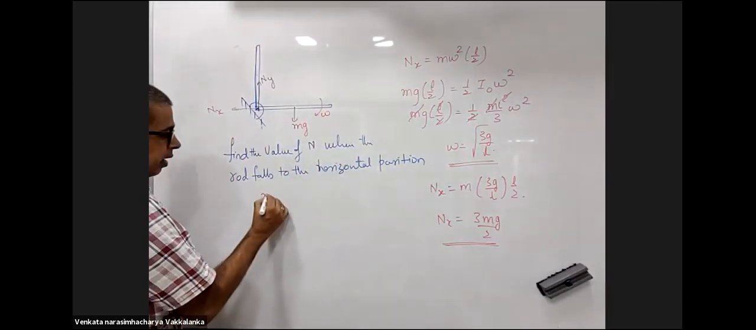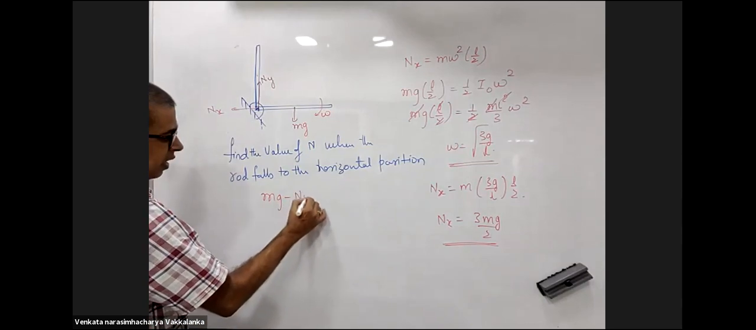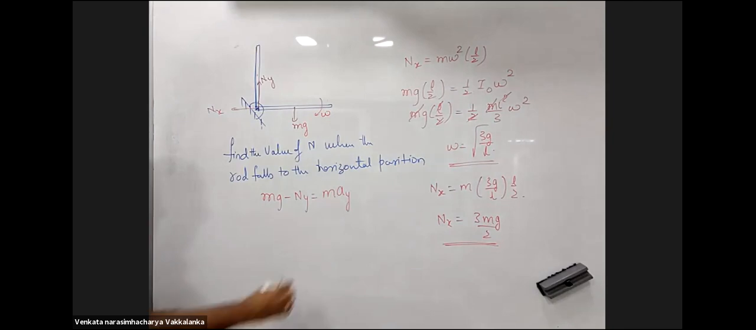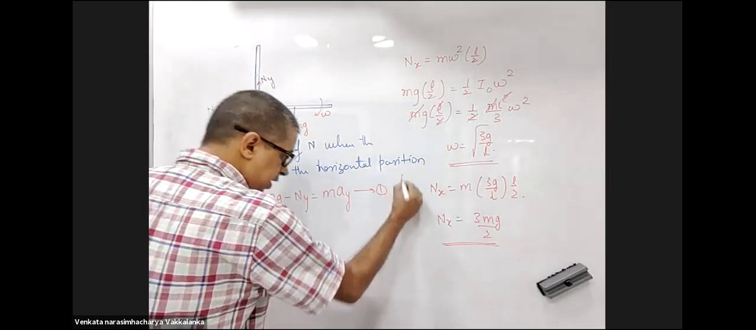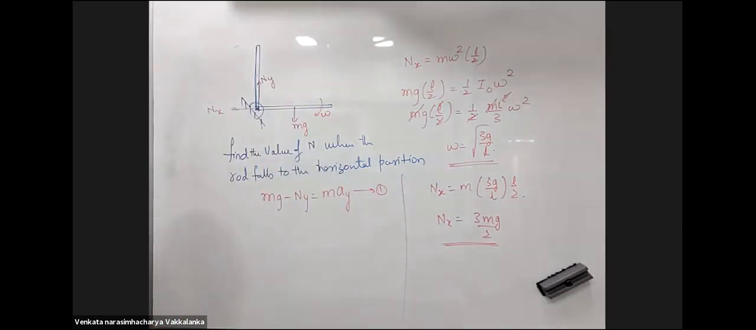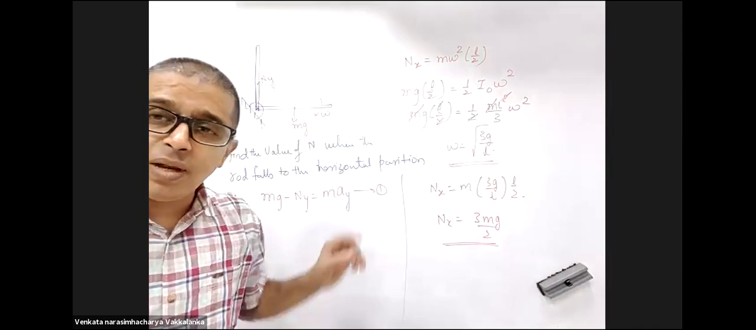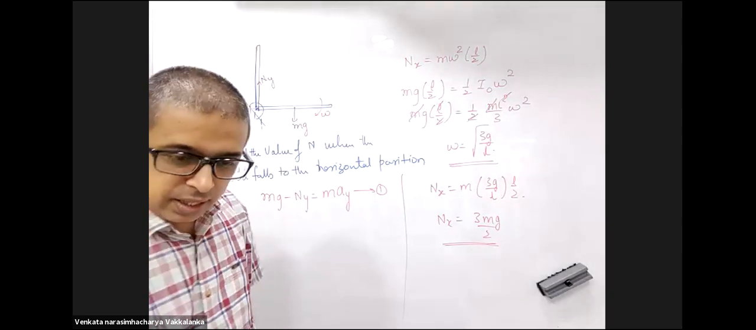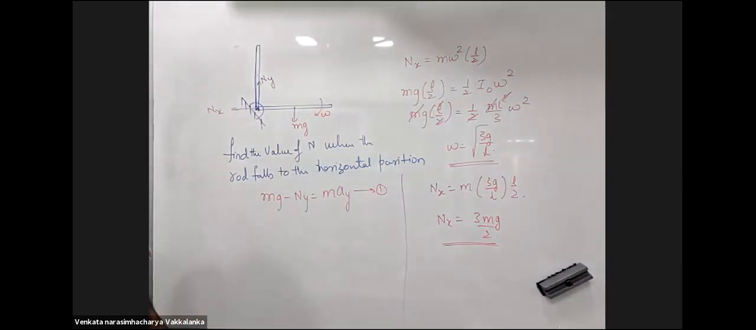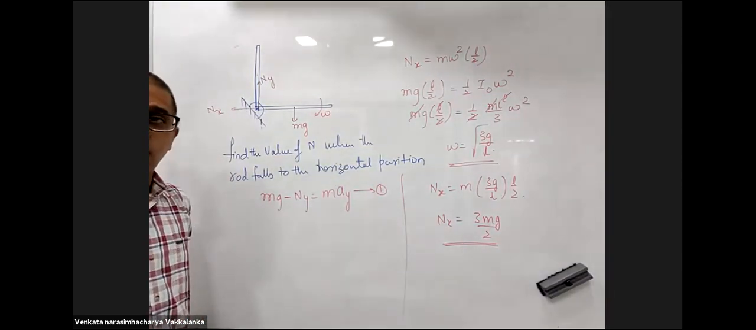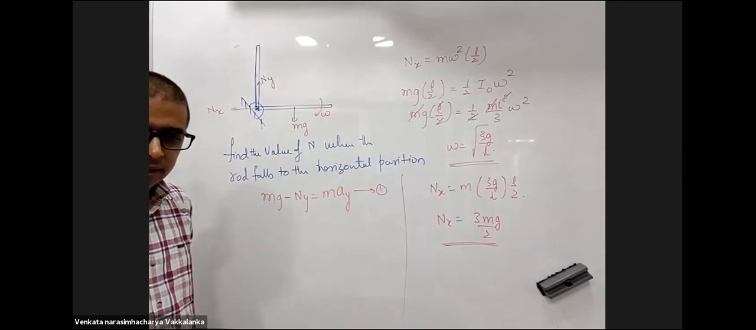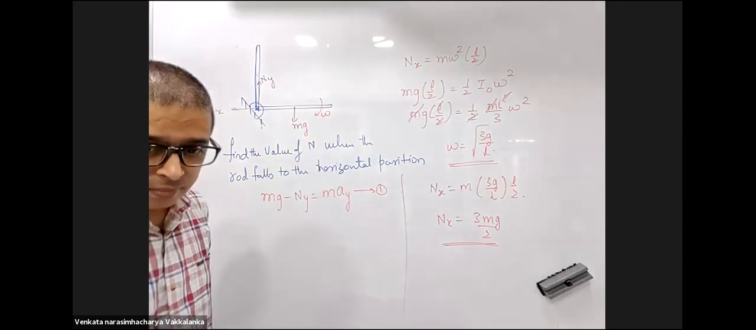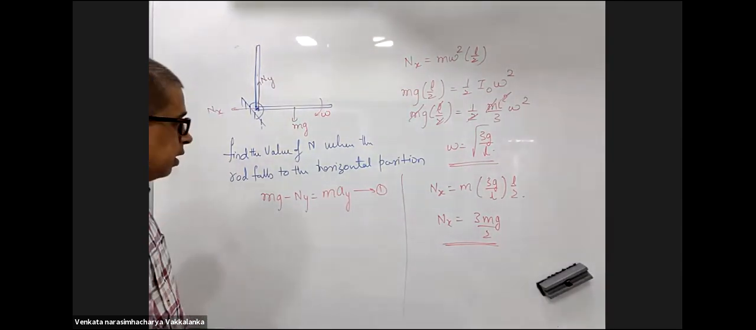So mg minus Ny is equal to m into Ay. This is the translational dynamic equation. Ay will be the acceleration of center of mass of the body. Right?